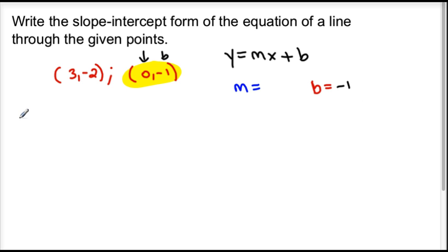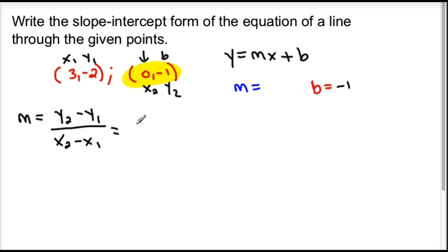So let's use our slope formula. M equals y sub 2 minus y sub 1 over x sub 2 minus x sub 1. I'm going to label both my coordinates x1, y1, and x2, y2 here, and plug in. I got negative 1 minus negative 2. Be careful. The minus sign belongs to the formula. The other minus sign belongs to the coordinate. And then I have 0 minus 3. 2 negatives make a positive here, so negative 1 plus 2 is 1. 0 minus 3 is negative 3. So my slope here is equal to negative 1/3.